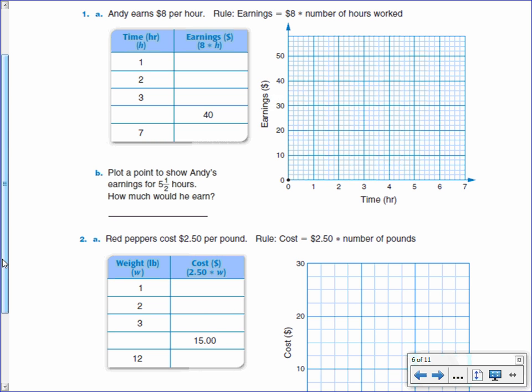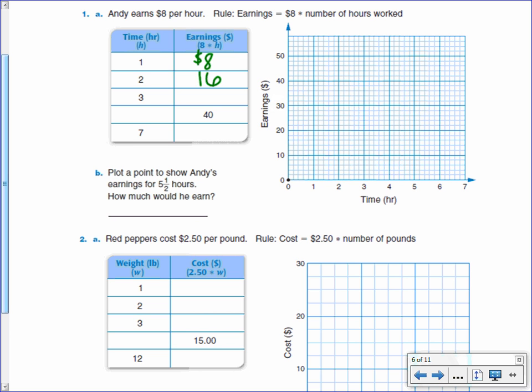They gave you the rule. If you take 8 times the number of hours that they work, you're going to figure out how much money he's making, or his earnings. So if he works 1 hour, how much is he going to earn? $8, right? Because 8 times H, H is only 1. 8 times 1 is 8. How much money is he going to make if he works 2 hours? $16.